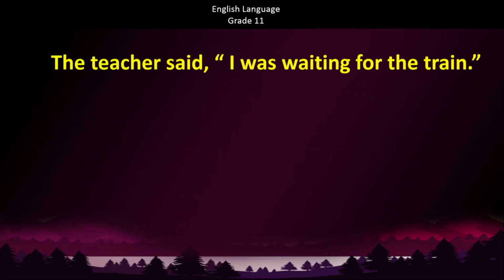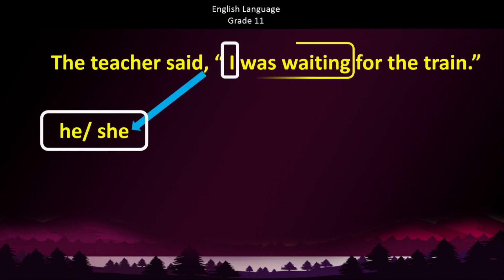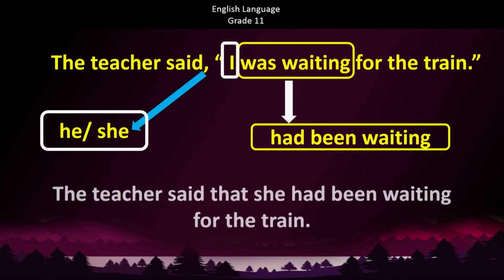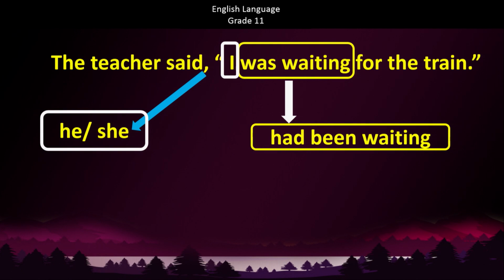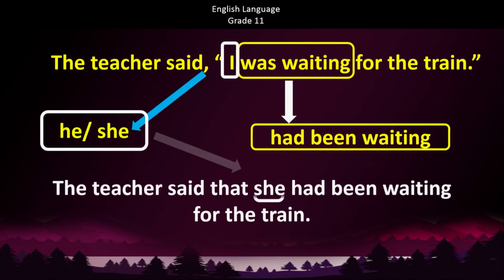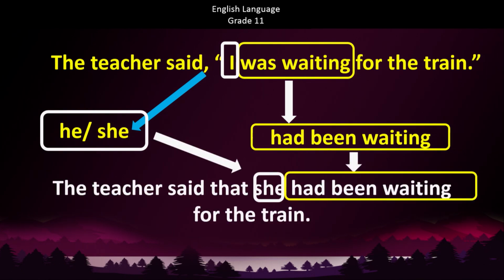And let's have a look at another example. The teacher said, "I was waiting for the train." So, the word "I" should be changed into either "he" or "she." "Was waiting" should be changed into "had been waiting." The teacher said that she had been waiting for the train.